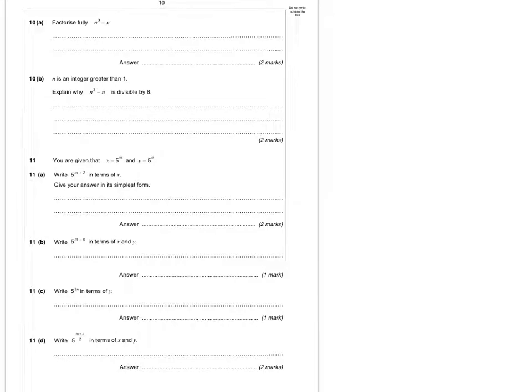Calculator paper question 10. Factorise fully. So n is a common factor: n brackets n squared minus 1. Difference of two squares, so it's n in brackets n plus 1, n minus 1.